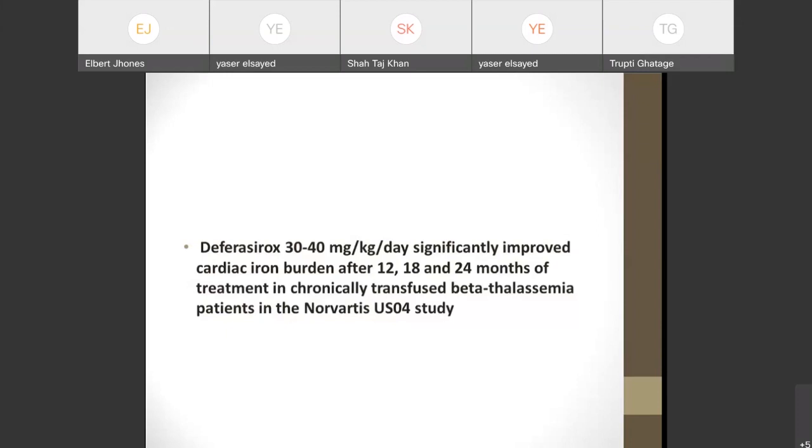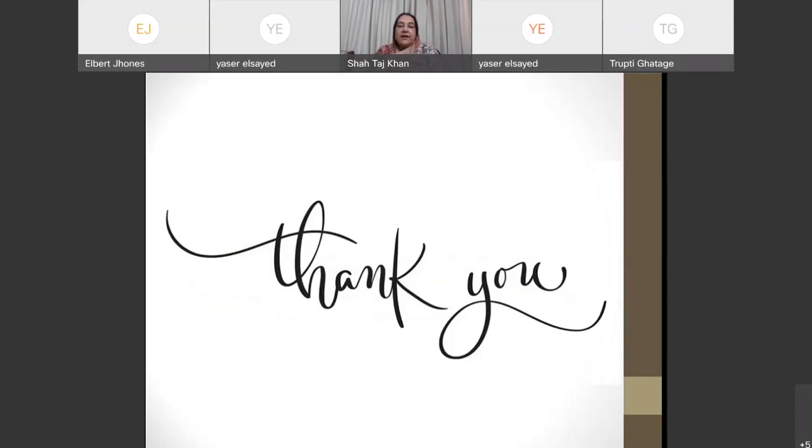So the main point of my presentation was to improve the cardiac function in thalassemia patients. We have to regularly give chelation therapy, and those not on chelation therapy will have sudden deterioration in health and an increase in morbidity as well as mortality. With that, I end my presentation.